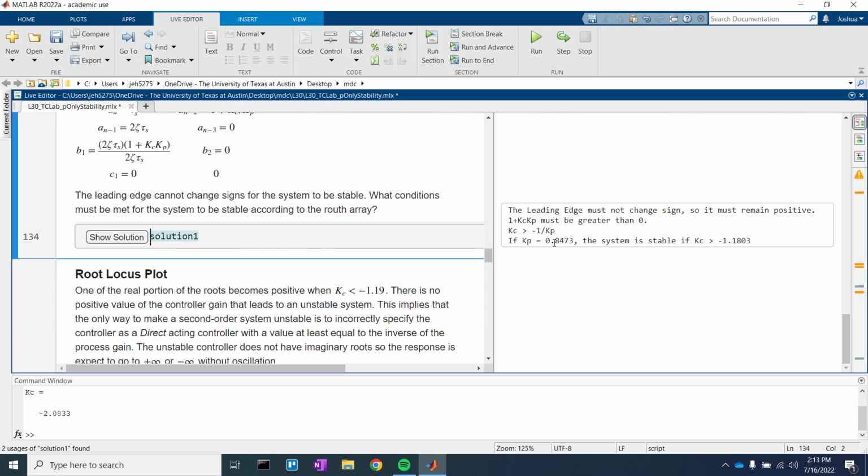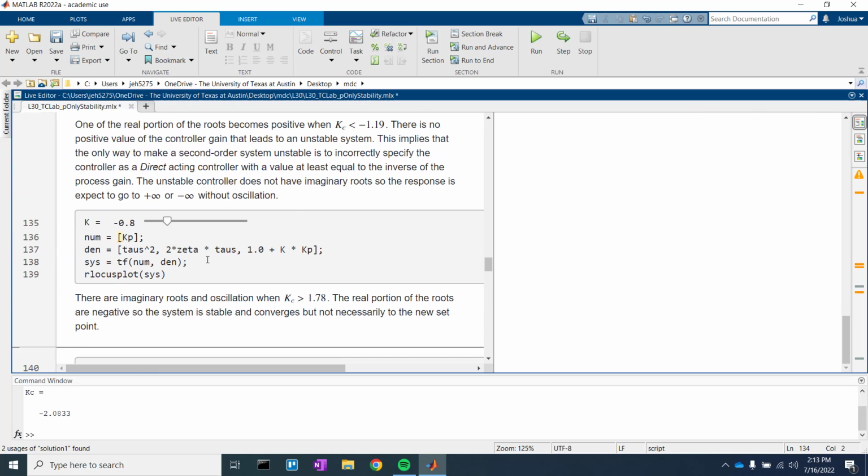Let's go ahead and see what the solution was. So they have a Kp of 0.84, and so their Kc has to be greater than -1.18. So they say Kc plus Kp must be greater than 0, so I apologize. We shouldn't have had the or equal to sign, and that makes sense if we think about it like we were saying before. If there's a 0 on the denominator, we're doing something wrong.